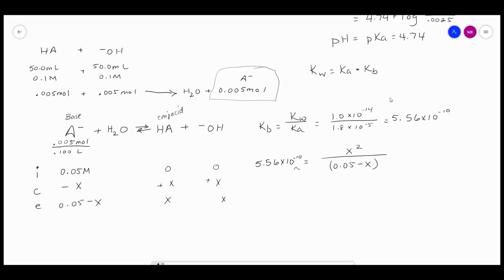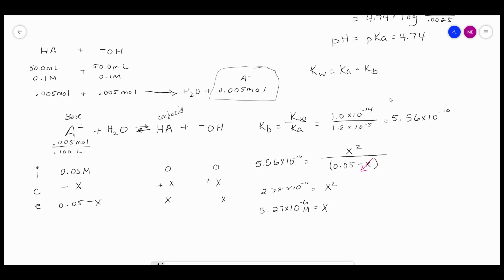Now, we are definitely more than 1,000 times different here, so I can definitely simplify this. I'm just going to ignore that X because it is going to be so small, it's not going to make that much difference. So I multiply both sides by my denominator and get X squared is equal to 2.78 times 10 to the negative 11. Take the square root of that value and I get X equals 5.27 times 10 to the negative 6. The units for that is a capital M.